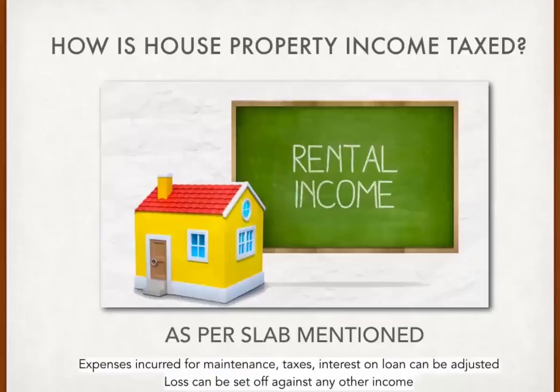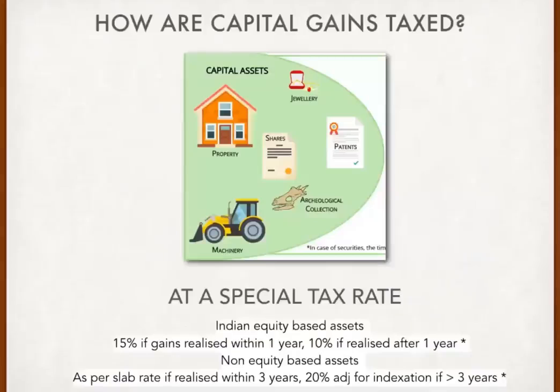How is the house property income taxed? It's, of course, as per tax slab, but expenses incurred for maintenance, taxes, and interest on loan can be adjusted, and you can incur a loss here again, because in case you're paying more interest than the rent you earn, then that's considered a loss from income from house property. It can be set off against any income. It can even be set off against your salary income.